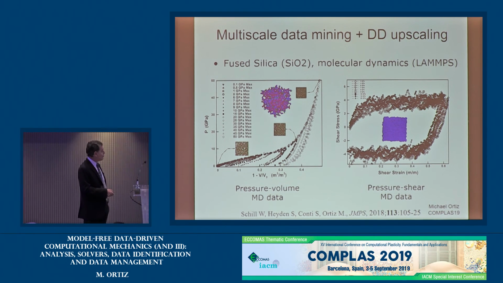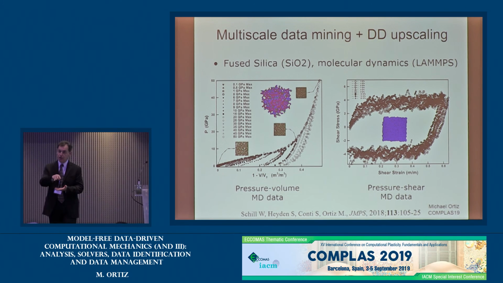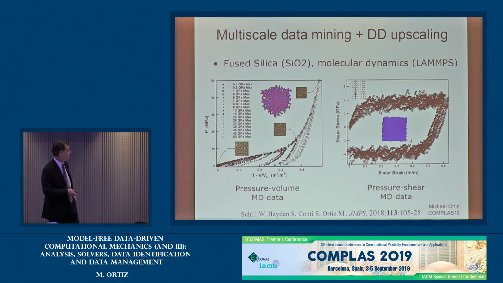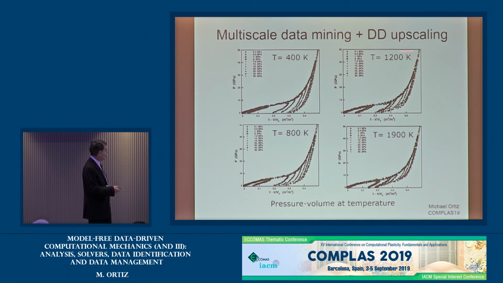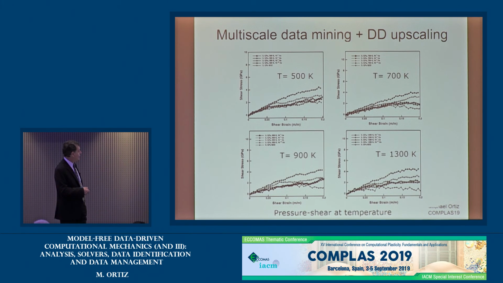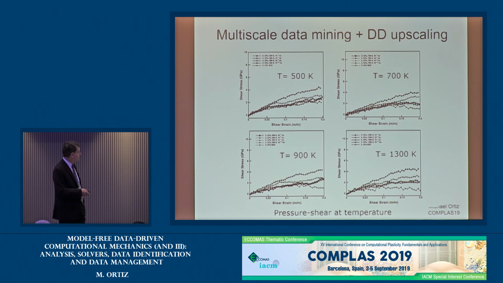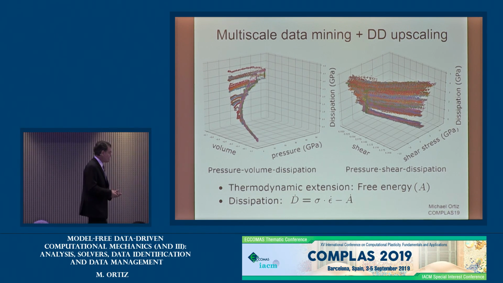Okay, and this would be the data that we obtained for pressure shear. So you test the material along relevant paths that you think you're going to need in your calculations. Of course, you can do that at temperature using standard thermostats, both volumetric response and pressure shear. And you get data sets like this.